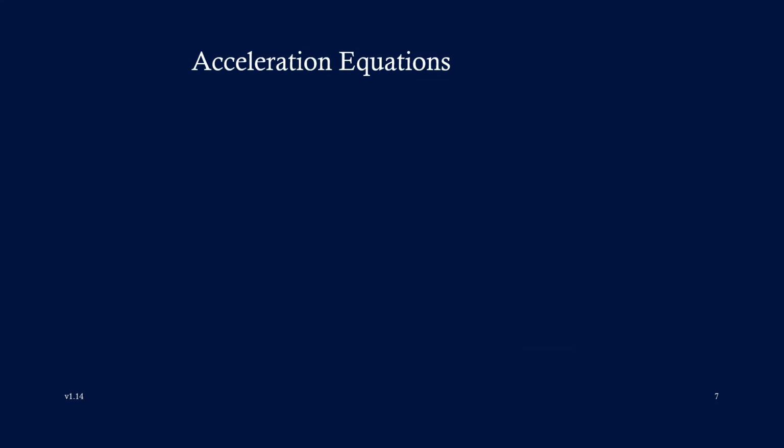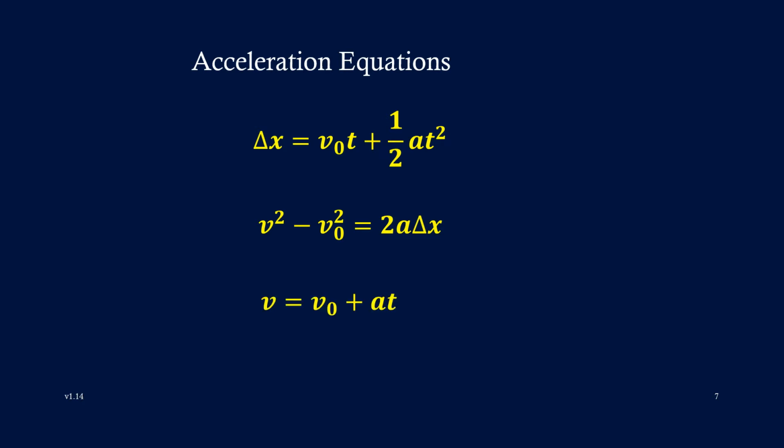Let's look at the 3 acceleration equations. The first one is actually second degree. It has 2 terms. The second one does not have time in it, so you can use it where you don't know the time and you're not looking for it. The last is the simplest acceleration equation, which is used a lot. You would probably be using these 3 equations quite a bit in the first course of physics, college physics.